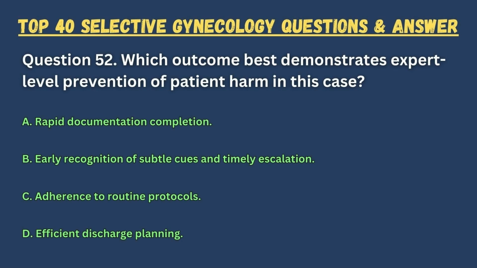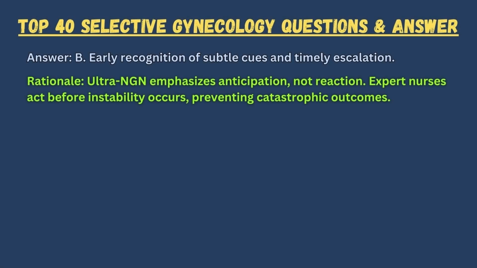Question 52. Which outcome best demonstrates expert-level prevention of patient harm in this case? A. Rapid documentation completion. B. Early recognition of subtle cues and timely escalation. C. Adherence to routine protocols. D. Efficient discharge planning. Answer. B. Early recognition of subtle cues and timely escalation. Rationale. Ultra-NGN emphasizes anticipation, not reaction. Expert nurses act before instability occurs, preventing catastrophic outcomes.